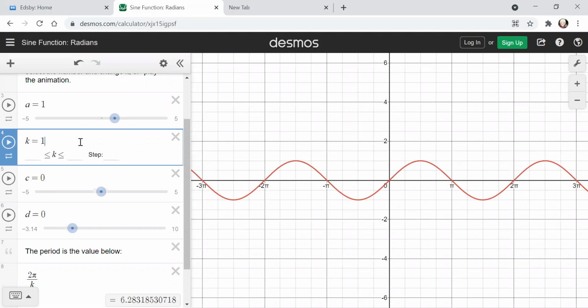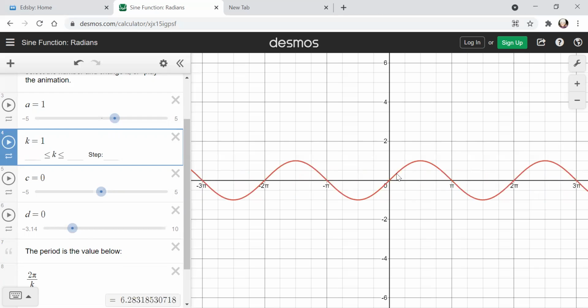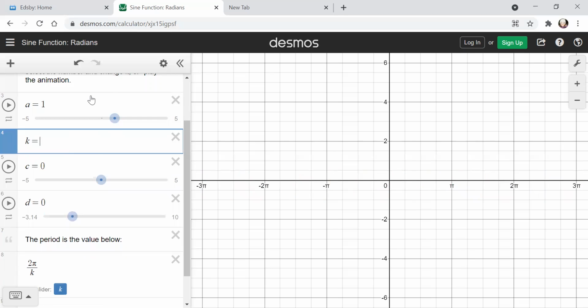Watch what happens when I make K 4. This should be like the accordion, horizontally stretching or compressing it. So watch the graph. What do you notice happened? Compressed. Yes, it's like I took the accordion and I smushed it in. So I'm going to change it back to a 1 for a second. If you look at normally, how many peaks and valleys do I have between 0 and 2 pi? 1. Good.